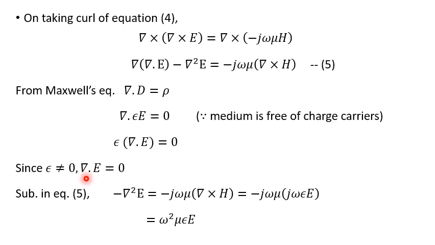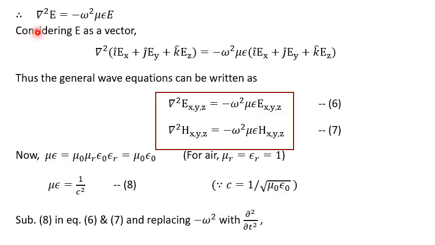So substituting this condition in equation 5, we get minus del square E is equal to minus j omega mu into del cross H. Now what is del cross H? Del cross H is j omega epsilon E. So we get minus del square E is equal to omega square mu epsilon into E. So we can write del square E is equal to minus omega square mu epsilon into E.